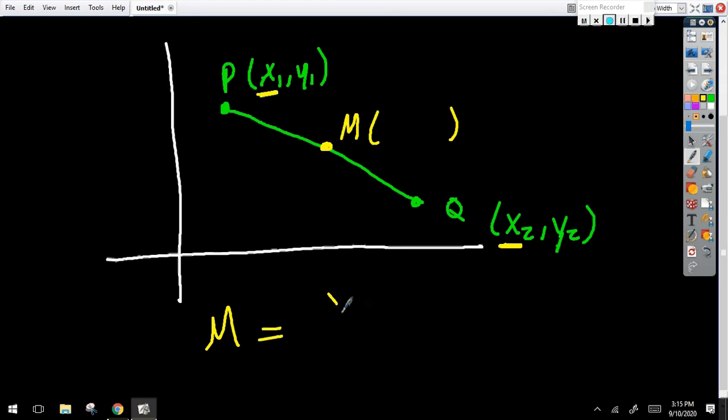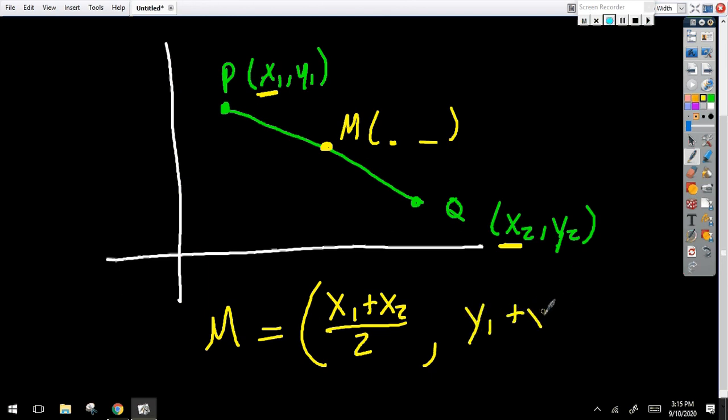on the number line, but now I need the y portion of that too, right? Because I need an x and I need a y. So I'm going to do the same thing, but with y. I'm sorry, y'all, I don't know why this computer keeps jumping like that. So y1 plus y2, and I'm going to divide by 2. Okay, and that will give me the midpoint.